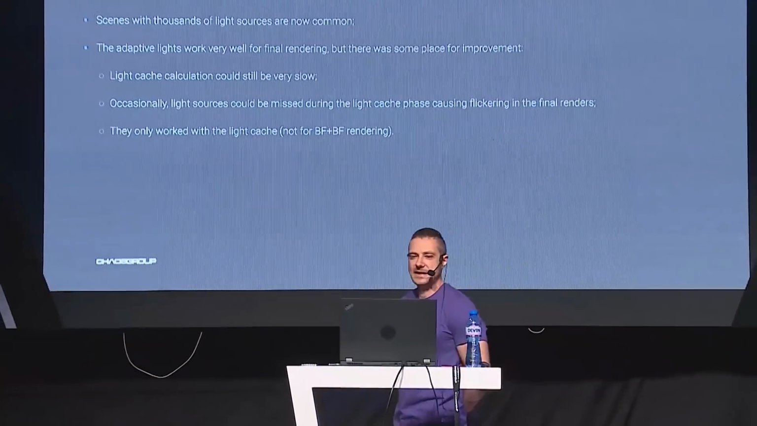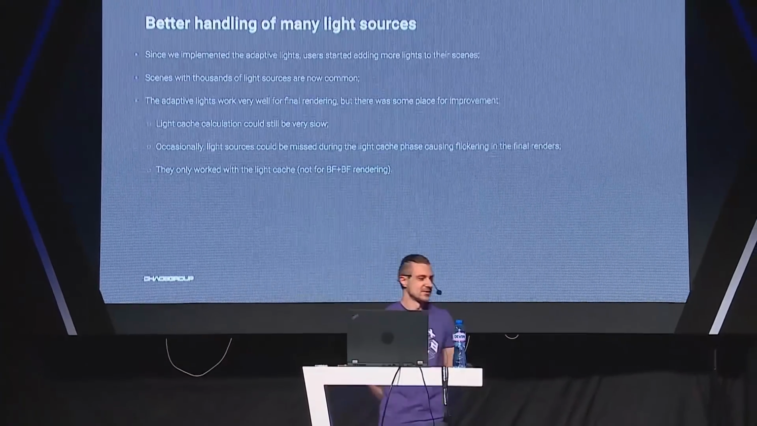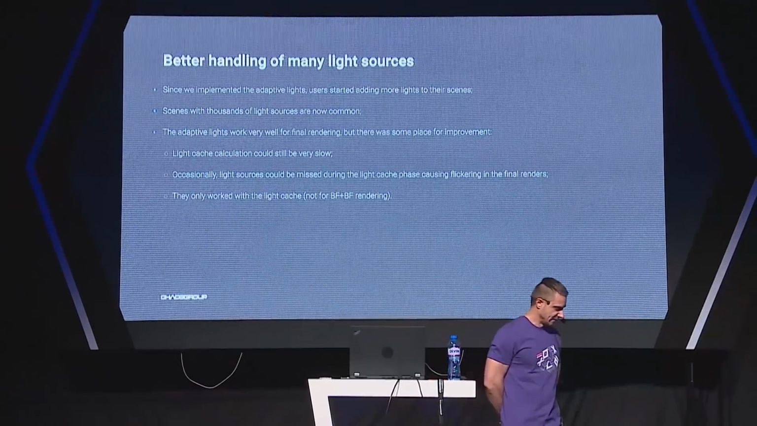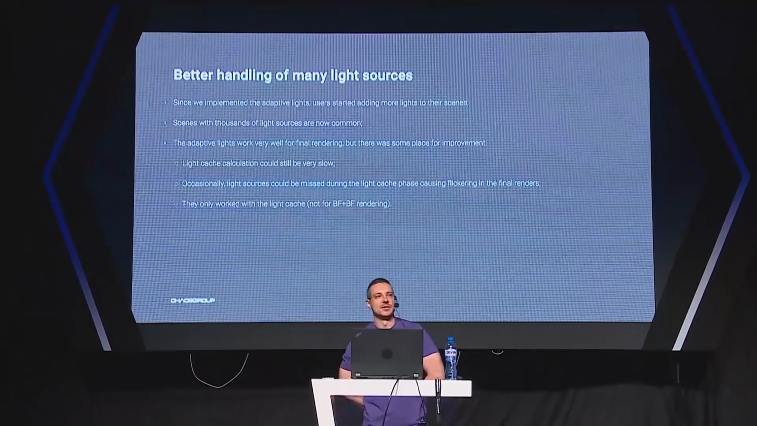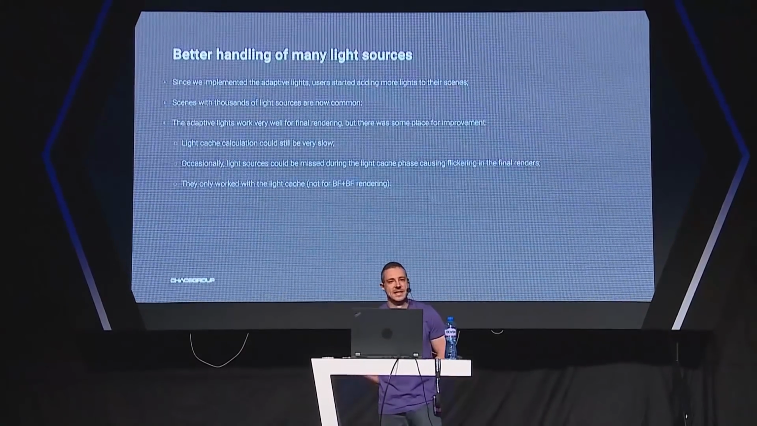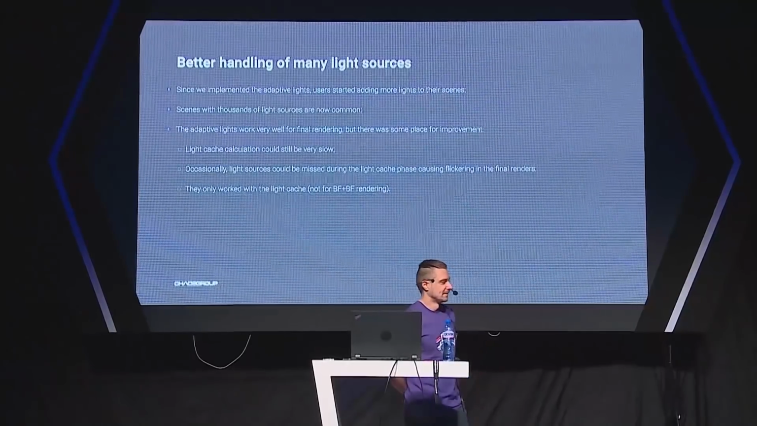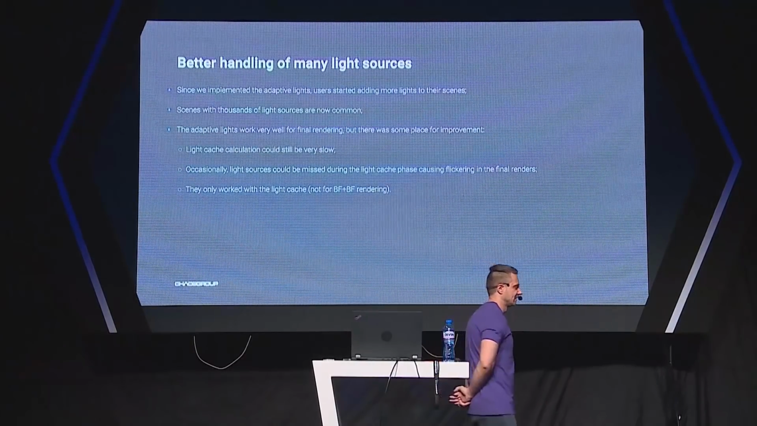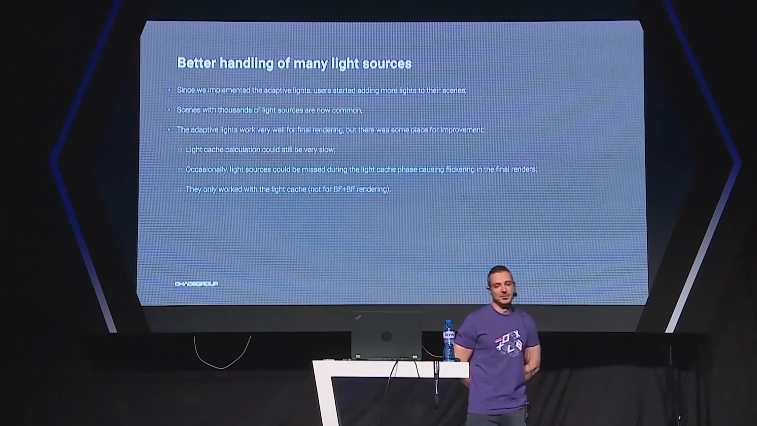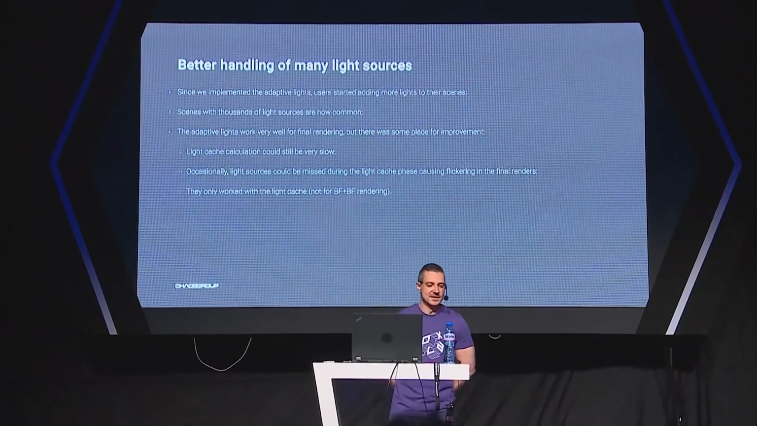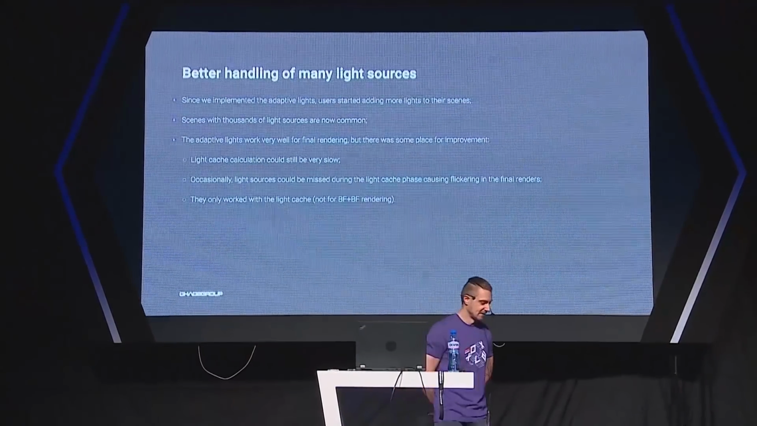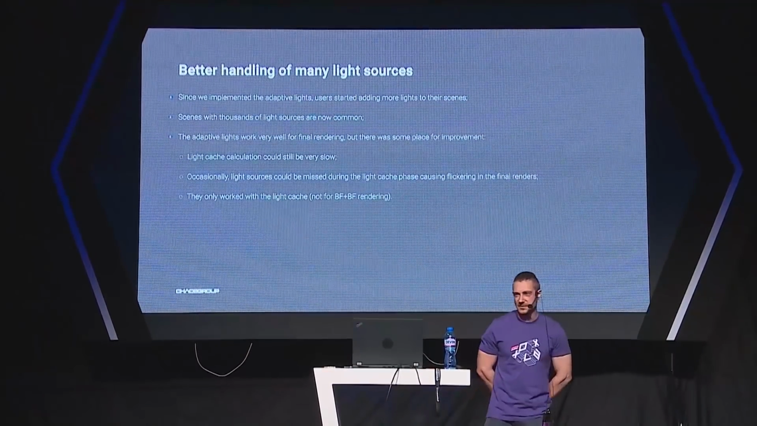So the first topic is better handling of scenes with many light sources. And by many, I mean thousands of light sources. We introduced the adaptive lights technique in V-Ray for rendering scenes with many light sources. And it works well, but what we found out is that people just started adding more and more lights to their scenes. So some of the scenes that we got from customers lately have 1,000, 2,000, even 5,000 light sources.